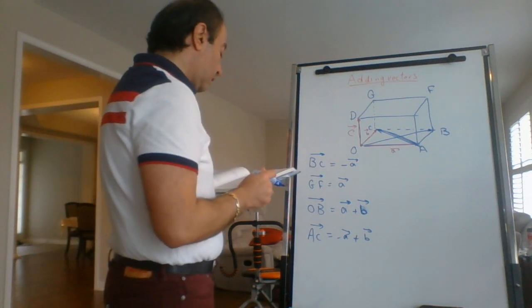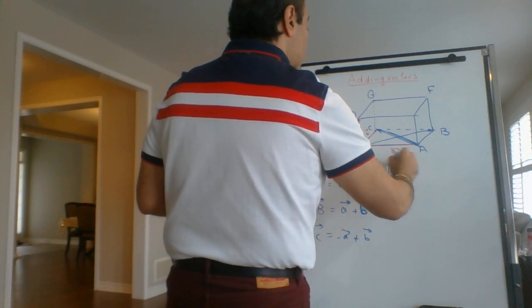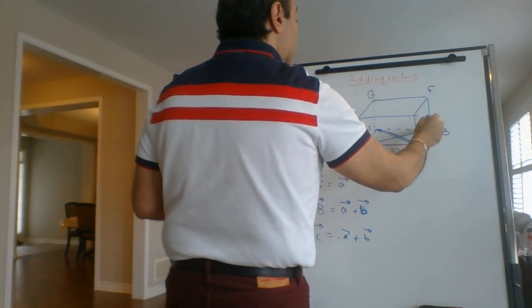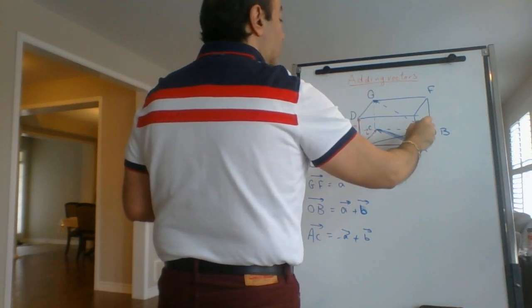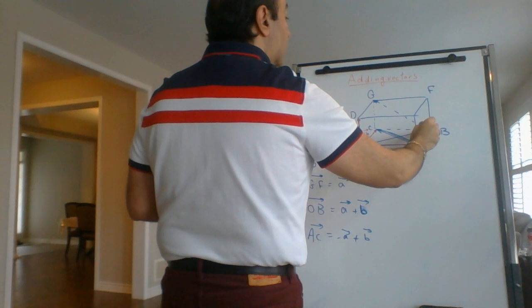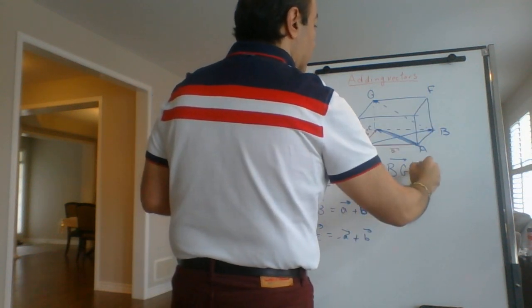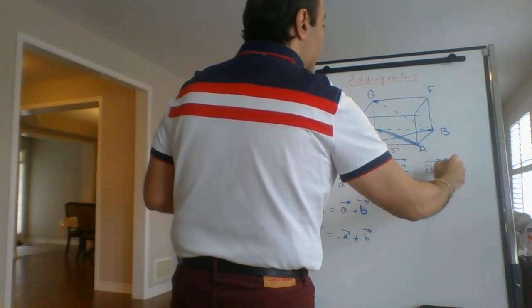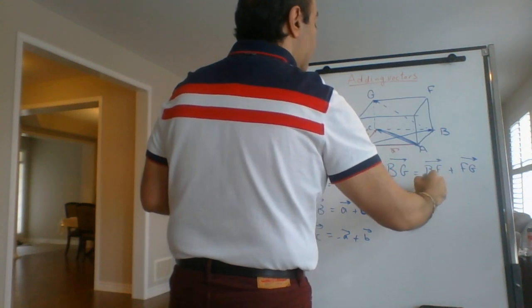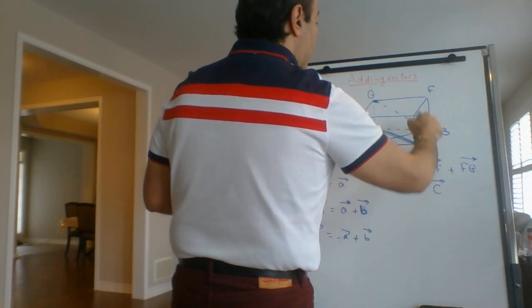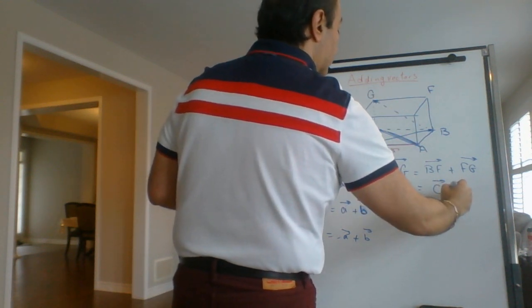Okay, vector BG, this vector. I want to start from B to go to G. So I go BF, so that's vector BF plus vector FG. Vector BF is the same as vector C, and vector FG is the same as vector negative A.